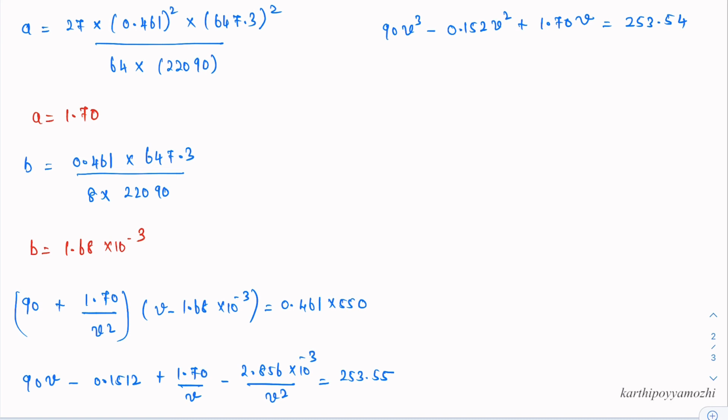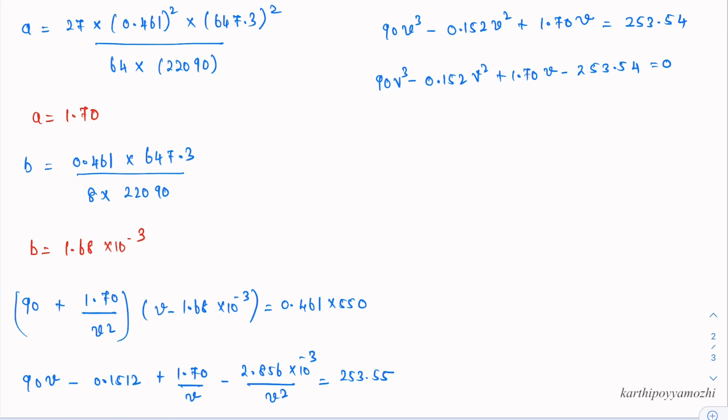Here, the value of V can be found by the trial and error method, and you can also use a quadratic equation to find the value of V. For calculating the value of V, I have used the equation made as 90 V cube minus 0.152 V square plus 1.70 V minus 253.54, which is equal to 0.